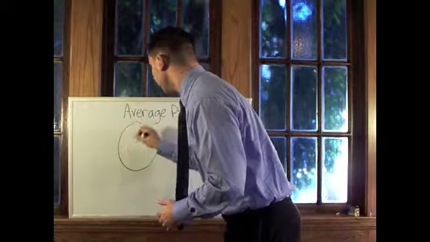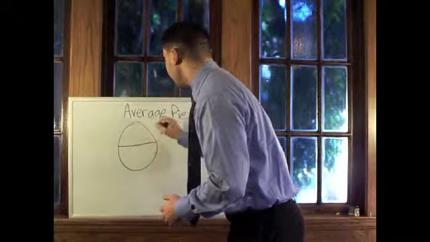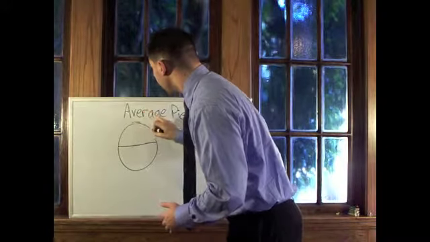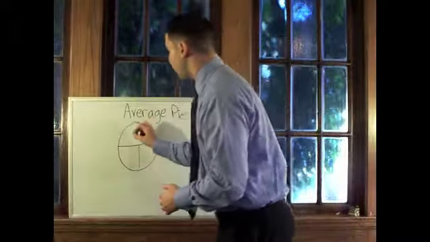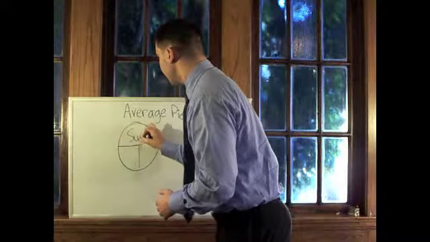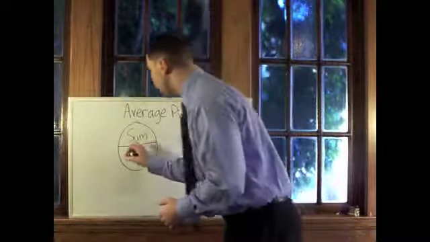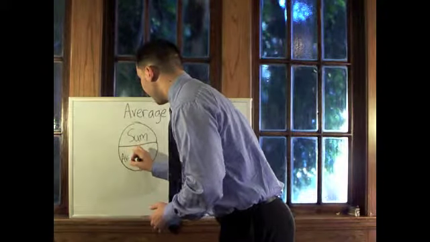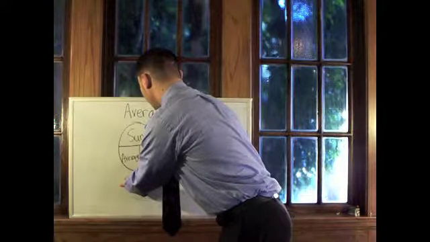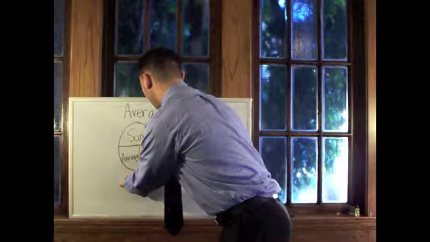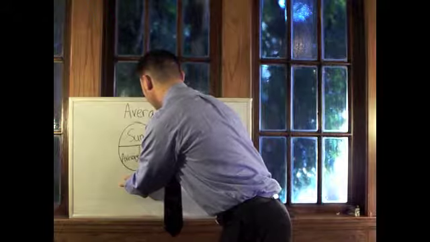To do so is really simple. We draw a circle, a line across the middle, and a line down the center. Now, what we're going to put up here is the sum of all the values we get. Here, we're going to put the average. And in this box, we're going to put the number of things.